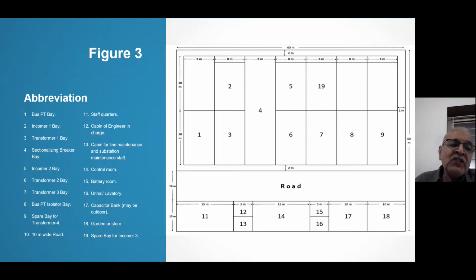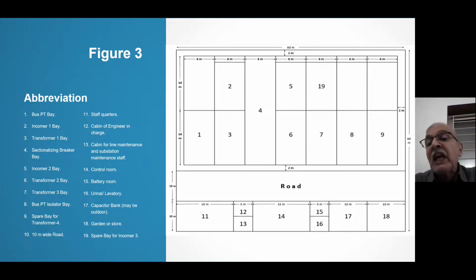Number 4 is sectionalizing breaker. Number 5 is incomer 2. Number 6 is transformer 2. Number 7 is transformer 3. Number 19, I have kept spare for incomer 3. Right now I am only 2 incomers. But if load increases, I have planned for third incomer also.